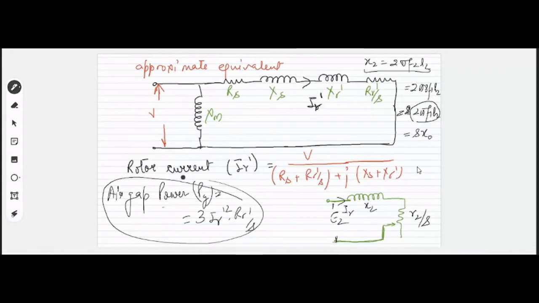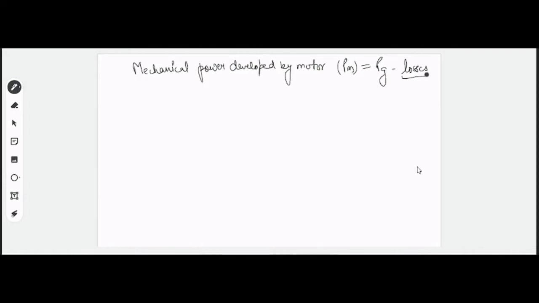Now if we exclude the losses of the rotor circuit from this total power, we get the power available to us as mechanical power. To get the mechanical power developed by the motor, let it be PM, it equals the air gap power minus the losses on the rotor side. Now there are two dominant losses, the copper loss and the core loss, right?